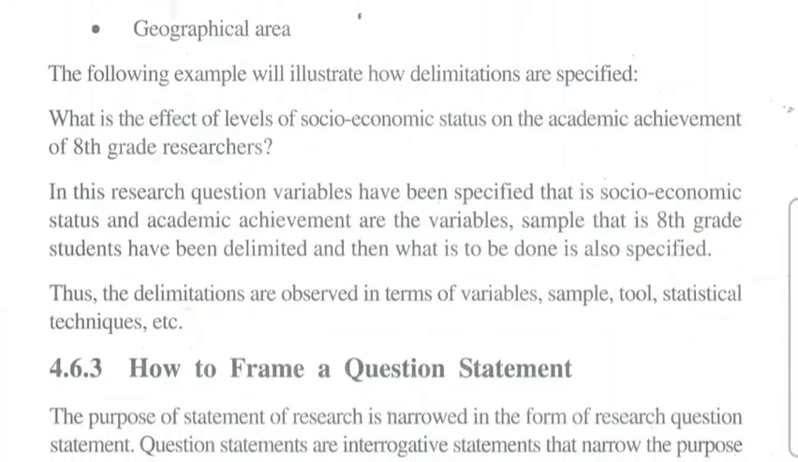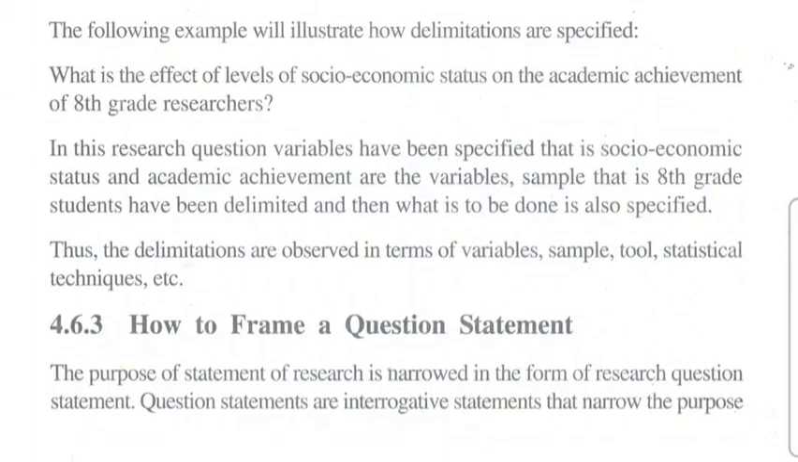The following example will illustrate how delimitations are specified. What is the effect of levels of socioeconomic status on the academic achievement of 8th grade students? In this research question, variables have been specified. That is, socioeconomic status and academic achievement are the variables. The sample, that is, 8th grade students, has been delimited, and then what is to be done is also specified. Thus, the delimitations are observed in terms of variables, sample, tool, statistical techniques, etc.